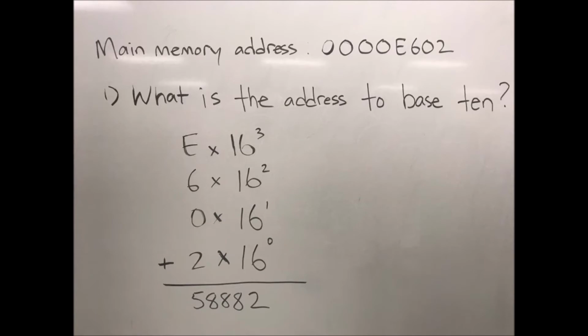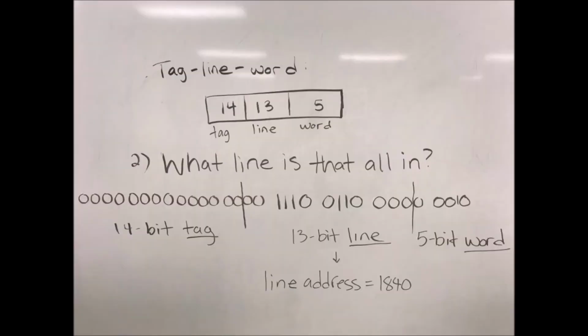We have a main memory cell with a hexadecimal address of 000E602. Now we can convert this number to base 10. You should get 58882. Let's determine what line in cache this is all in.